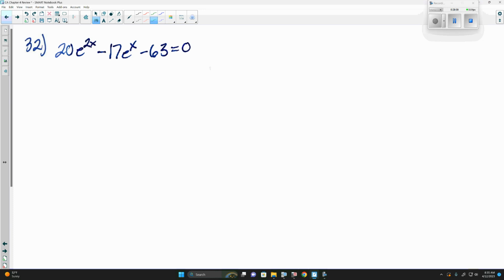Now, this is the last one we're going to look at. We can use u substitution on this, or we can factor it as is. If we use u substitution, I'm going to set u equal to e to the x, which means in the middle we have 17u minus 63 is equal to 0. The first term, we'll have the 20, but it will be u squared.